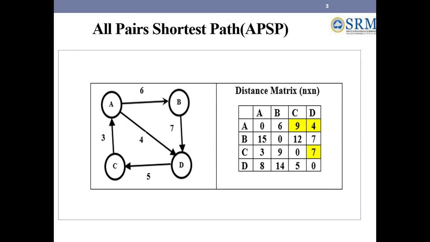Using 3 for loops, an iterative looping statement, we are going to find the shortest path. That is, we are taking every node as an intermediate node between two vertices, I and J. So we are checking all the combinations to find the minimum shortest path.